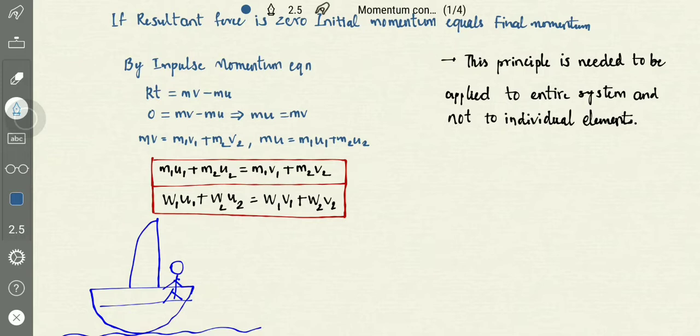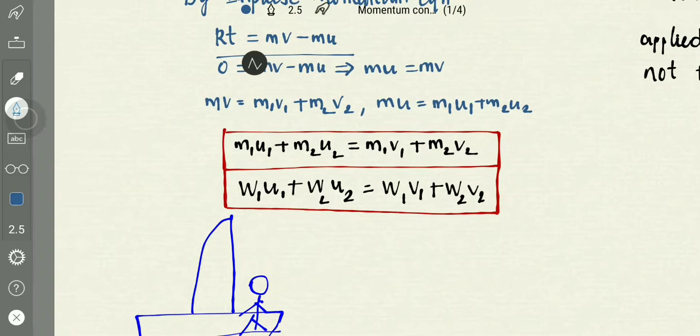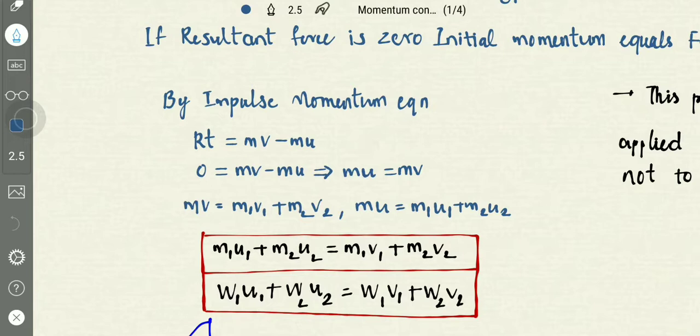What is the impulse momentum equation? We have seen in the last lecture about the impulse momentum equation. RT is equal to MV minus MU. Here R is the resultant and T is the time for which the force is applied, M is the mass of the body, V is the final velocity, and here again M is the mass of the body and U is the initial velocity with which the body is traveling.